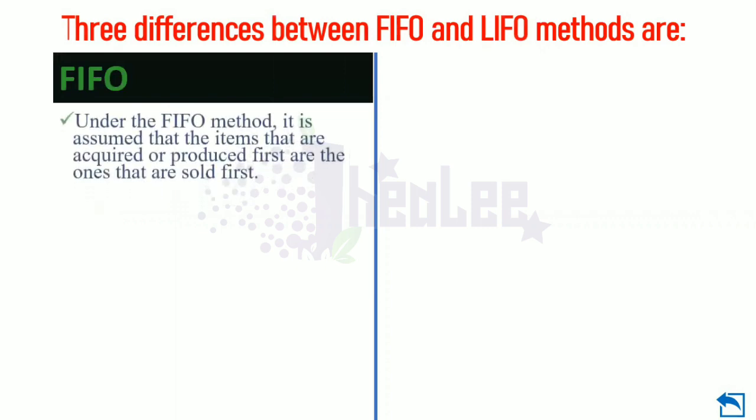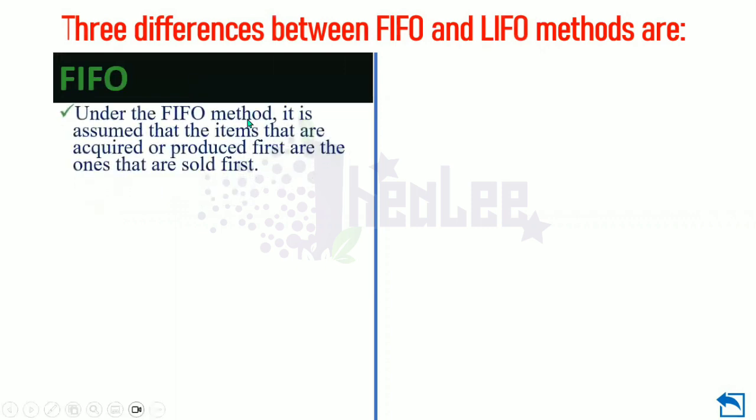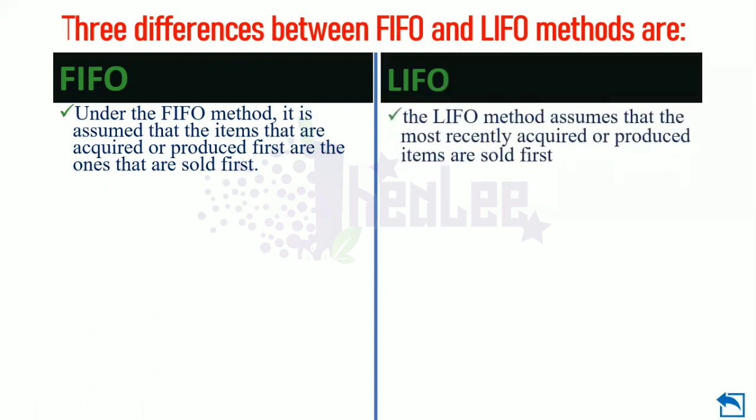Under the first in, first out method, it is assumed that the items that are acquired or produced first are the ones that are sold first. So the oldest items are sold first. Under the last in, first out method, the assumption is that the most recently acquired or produced items are sold first. So the newest items, the newest inventory, are sold first.